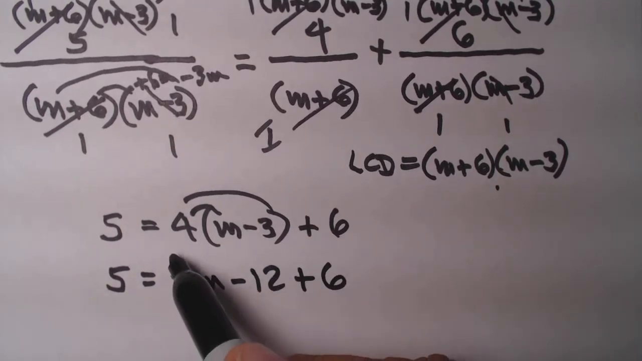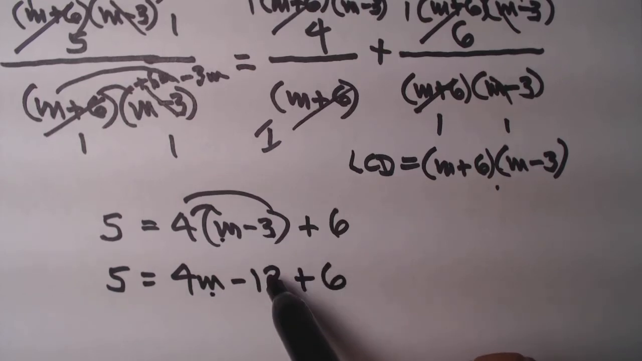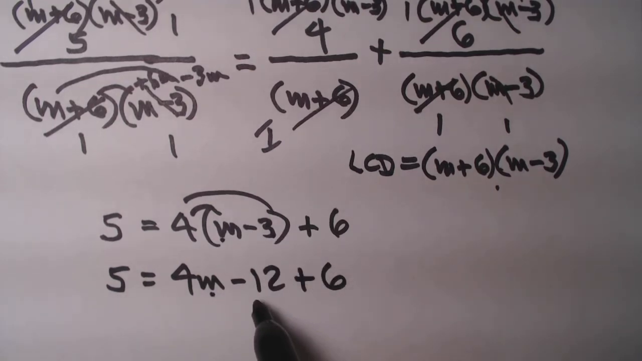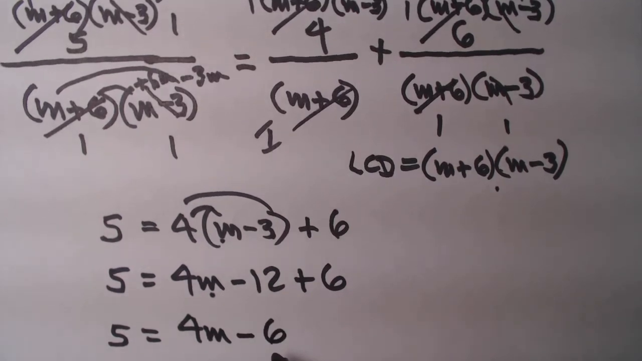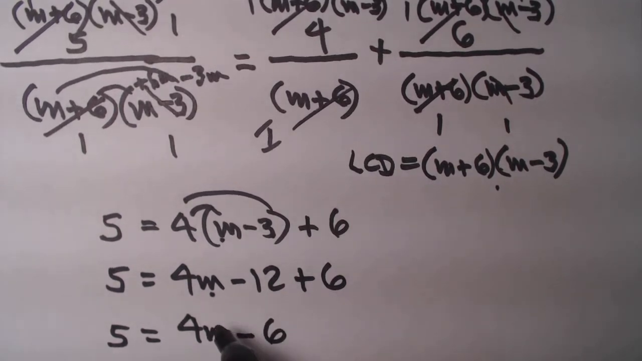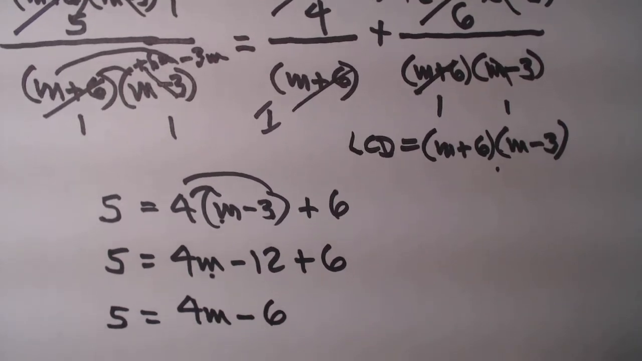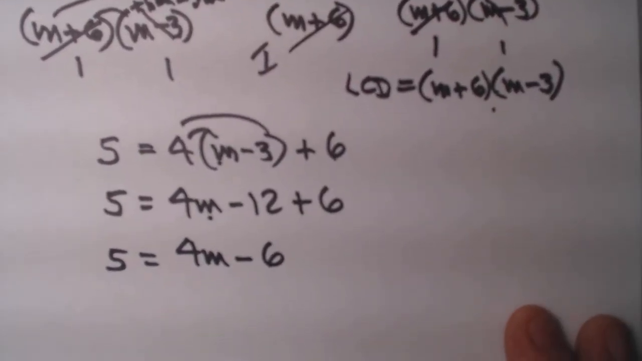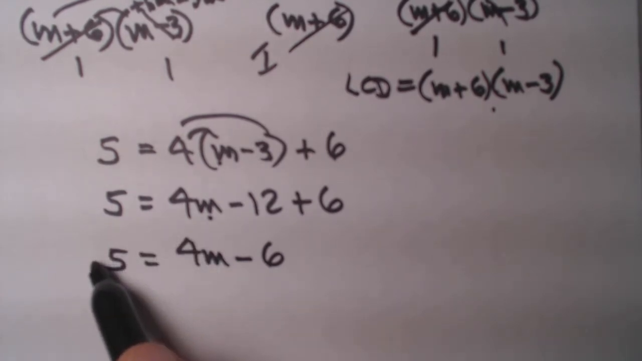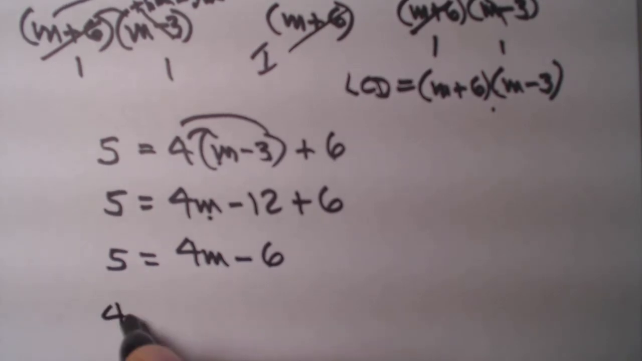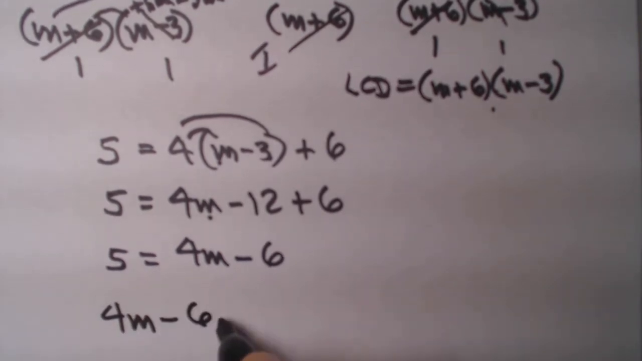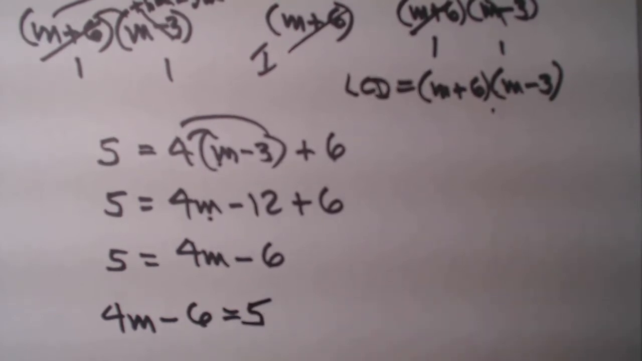Now let's double check this. 4 times m, 4m, 4 times minus 3, minus 12. Okay, let's combine these last two guys. Again, I've got 5 equals 4m minus 12 plus 6, which should be minus 6. Okay, well, once again, since I've got a plus in front of my 4m, I don't want to jump it over by itself. It'll make it negative 4m, and then I'll have to clean up the negative. I'm just going to interchange the sides. 4m minus 6 equals 5.